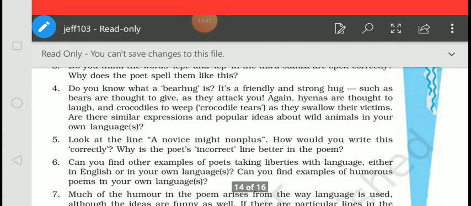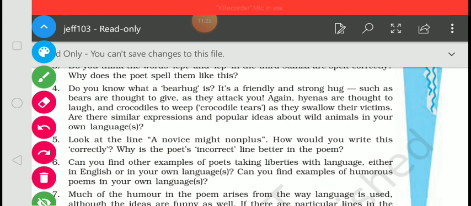Look at the fourth one. Do you know what a bear hug is? It's a friendly or strong hug, such as bears are thought to give as they attack you again. Hyenas are thought to laugh and crocodiles to weep crocodile tears as they swallow their victims. Are there similar expressions and popular ideas about wild animals in your own language? This question you will be writing as per your own thinking and creativity. Imagine what could be the possible answer to this question and write down your answer. It should be humorous and creative.